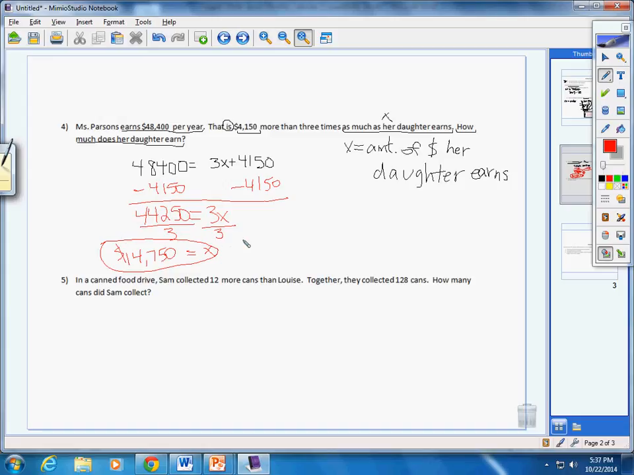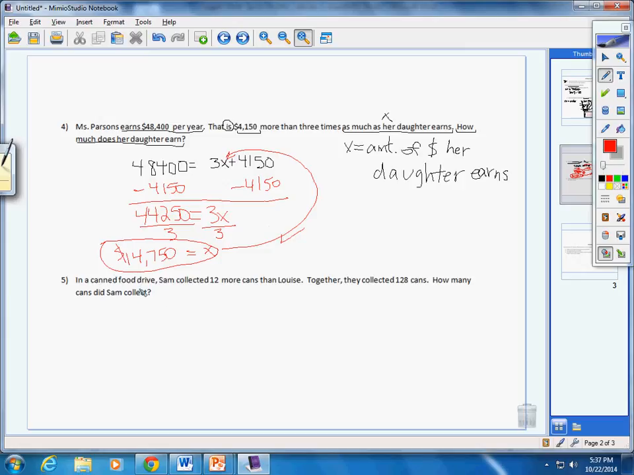Okay? If you want to check that, take your $14,750, bring it right back, right there. Do 3 times it, and you should come out with $44,250. And then add on to that $4,150, and you will end up with how much her mother earns. So it does check. Okay, but you should be checking all of your answers. You should never get these wrong.